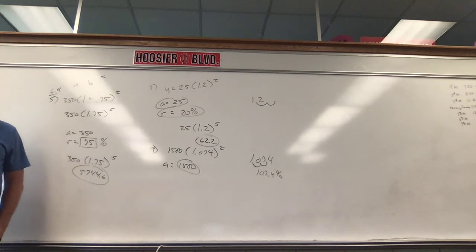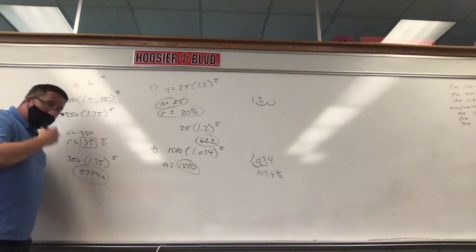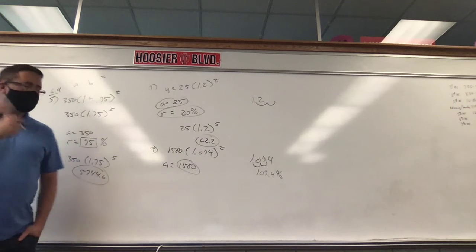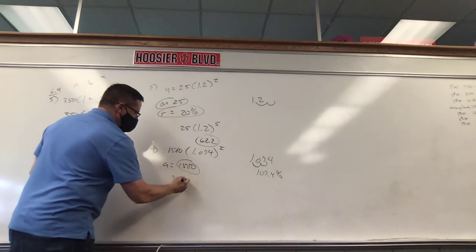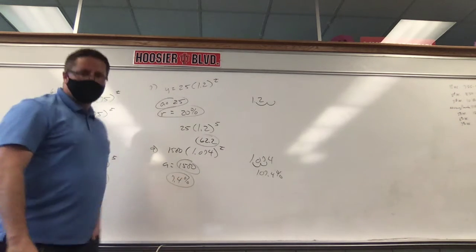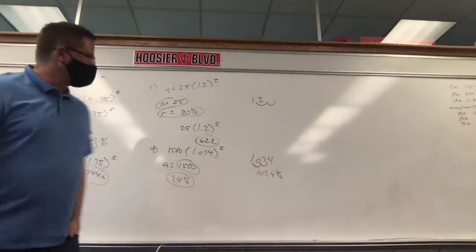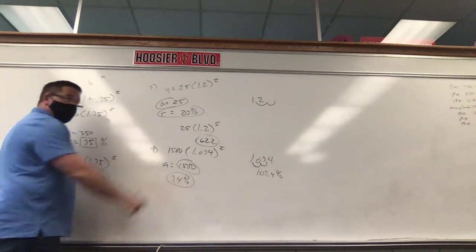Growth. Why? Because it's more than 100. Everything's always 100, guys. So, how much did it grow by? 7.4%. And then again, I think it's always 5. There's nothing special about 5. Your answer better be more than 1,500.